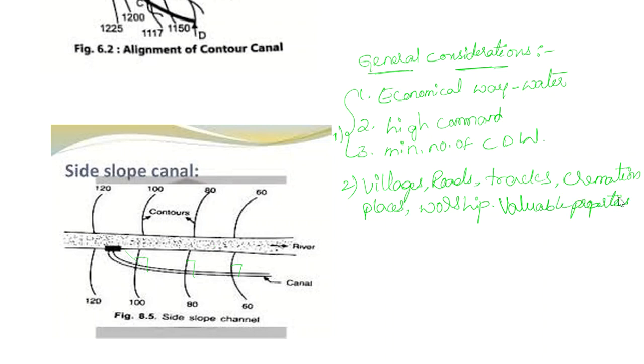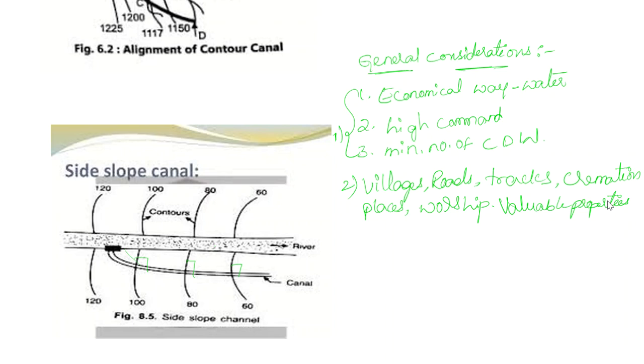Okay, and the next point is the alignment should pass through a balanced depth of cutting. If that is not possible, it should involve minimum depth of cutting or minimum height of filling. The cutting and filling area should be minimum. It should not exceed, because if it starts exceeding, the cost of construction will obviously grow higher.